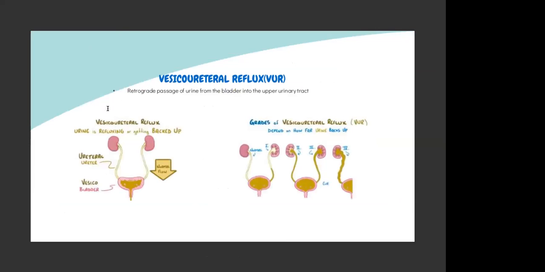So next is vesicoureteral reflux, or VUR. VUR is retrograde passage of urine from the bladder into the upper urinary tract, and it is the most common urologic anomaly in children. Children with VUR are at increased risk for recurrent UTI. And there are 4 grades of VUR that depend on how far the urine backs up.